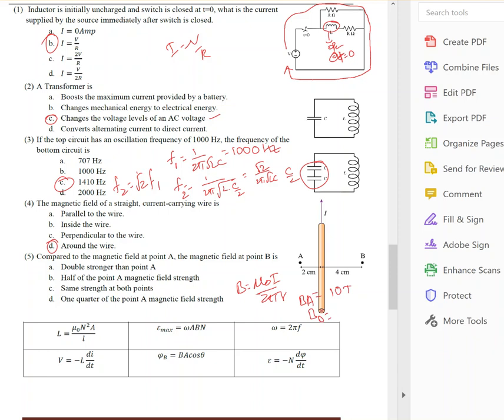BB, magnetic field at B, is going to be, can I say this is only 2 centimeters, that is 4 centimeters. So BB must be, can I say it's going to be 10 divided by 2, because length is doubled, so it's 5. So compared to the magnetic field at point A, the magnetic field at point B is half of the point A. I'll stop this video here. I'll continue on in another video.